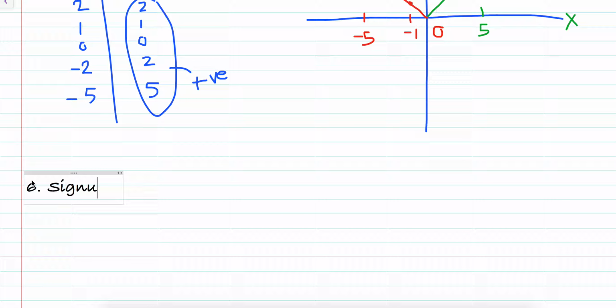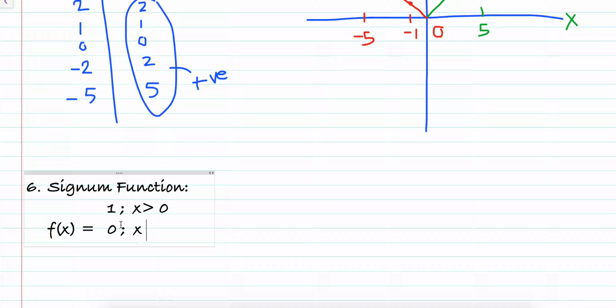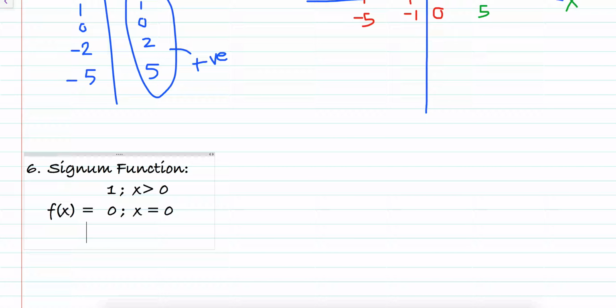Our next function is Signum Function. So we will define Signum Function as 1 when x is greater than 0, 0 when x is equal to 0, and minus 1 when x is less than 0. So this is our definition for the Signum Function.